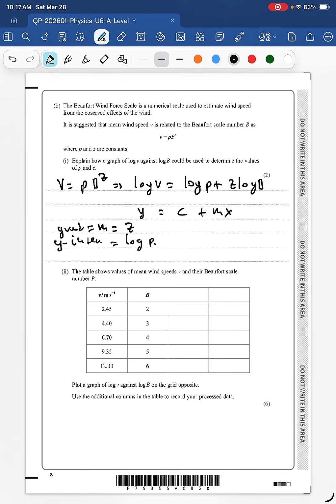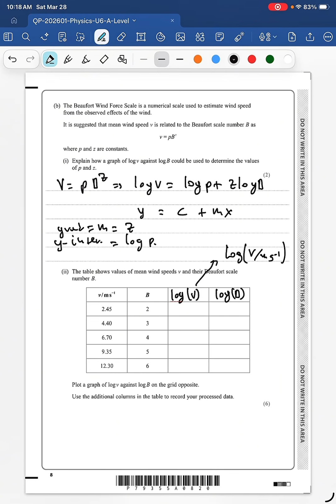Question 2. The table shows values of mean wind speeds V and their Beaufort scale number B. Plot a graph of log V against log B on the grid opposite. Use the additional columns in the table to record your process data. So as I do usually, I'm going to fill in one value and then I'm going to speed up the video for you. So we have, in one column, log of V and then log of B. To be totally correct, you have to write log of V over meters per second, so maybe we can write meters seconds to the -1, but it's a technicality.